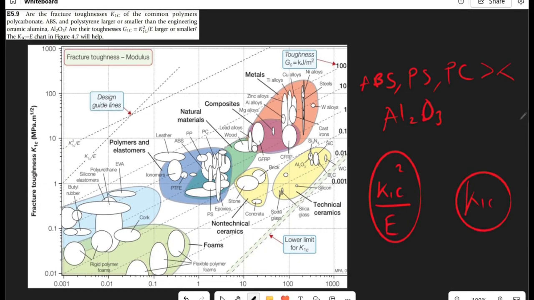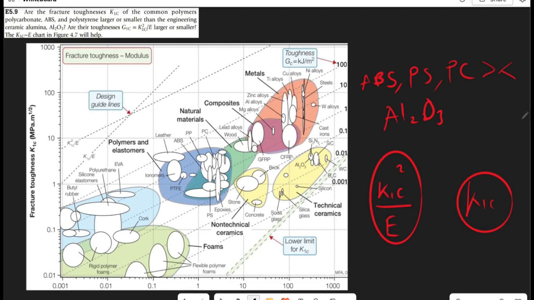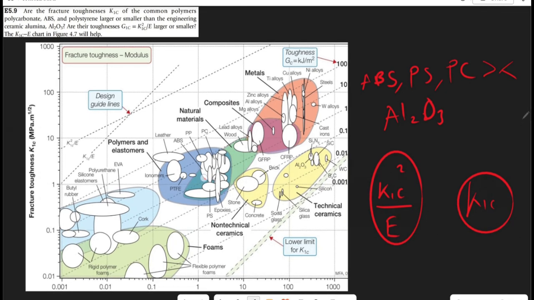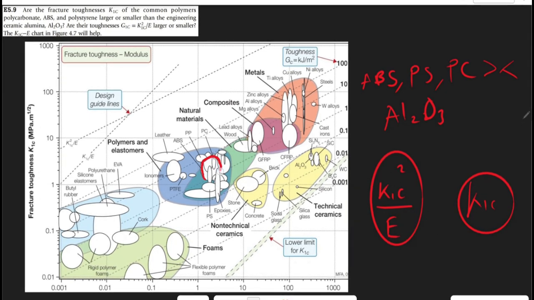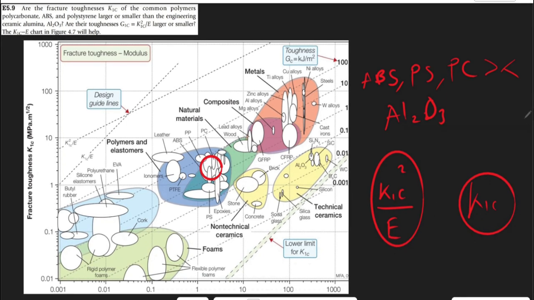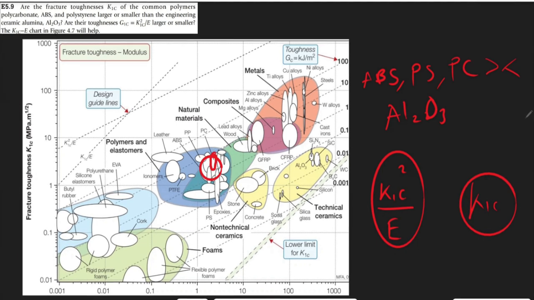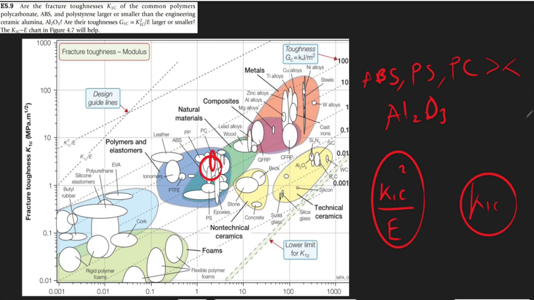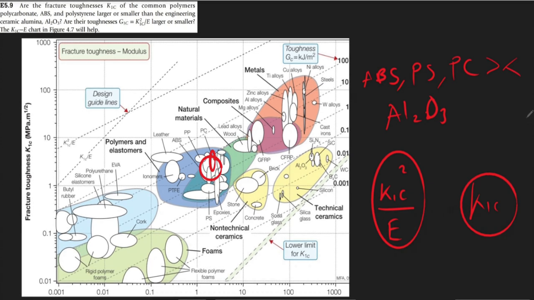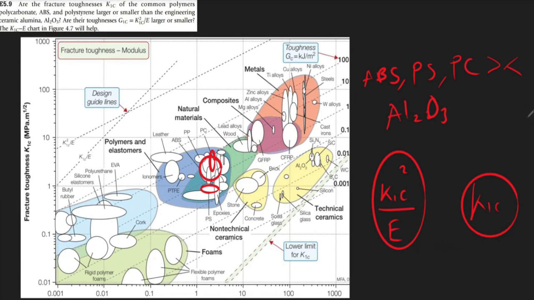If we go to our graph, we can try and figure out these three polymers. The three polymers are ABS, so let's draw a circle around ABS to make it easy to visualize. Then polycarbonate, which is this small one over here. Then the last one, polystyrene. We draw a circle around polystyrene. So we have our three polymers. Then we have alumina, which is this one, and we draw a circle around alumina.